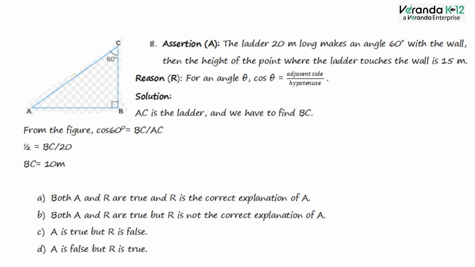Solution. AC is the ladder and we have to find BC in the given picture. From the figure, it is clear that cos 60 degree is equal to BC by AC. That is 1 by 2 is equal to BC by 20. So the length BC is equal to 10 meter. Therefore, our assertion will be wrong. So the right option is D. Assertion is false and reason is true.